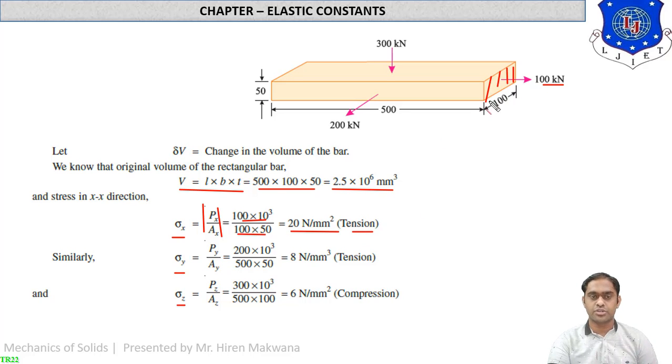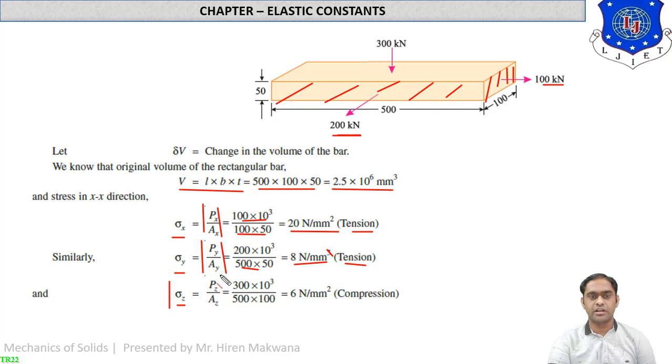Similarly for the other two stresses. Sigma y equals Py by Ay, meaning along the y direction the force is 200 into 10 raised to 3, tensile. Then you have to take this front area, which is 500 into 50. So the answer is 8 Newton per mm square. Here it is printed as cube, but that is a printing mistake. The unit of the stress is Newton per mm square, in tension because the force is tensile.